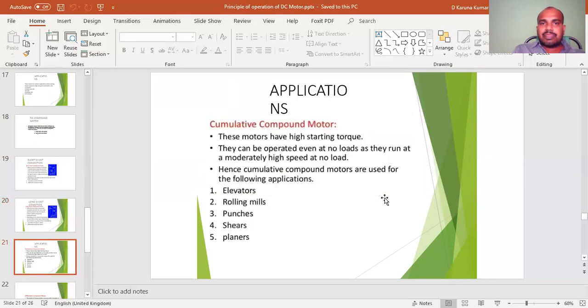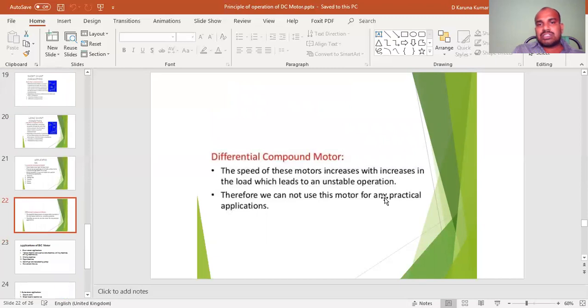Regarding the applications, DC cumulative compound motors have high starting torque. Examples are elevators, rolling mills, shears, and planers. But the DC differential compound motor cannot be used for any practical applications. We only talk about it theoretically. Why? Because the speed of this motor increases with increasing load. If the load increases, the speed also increases. So this motor cannot be used for any practical applications.